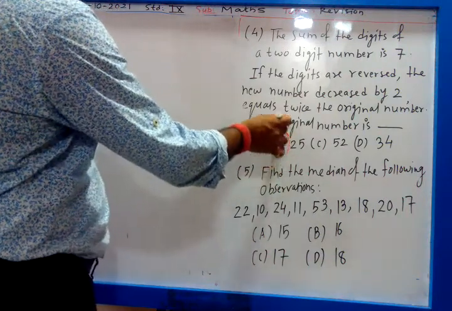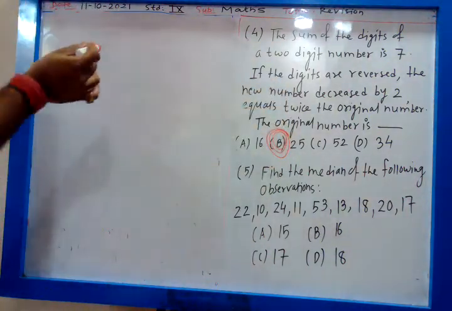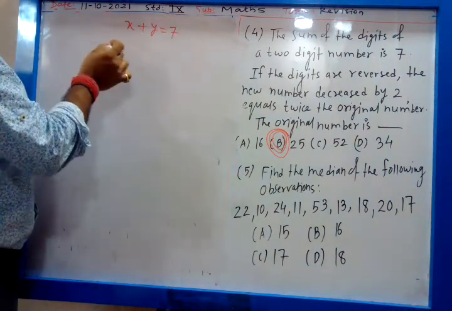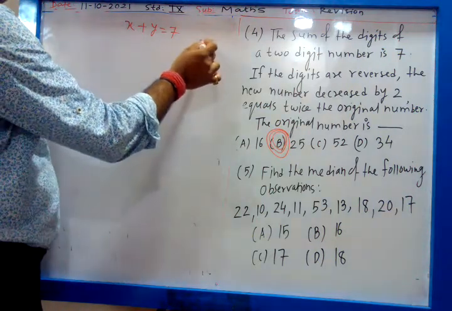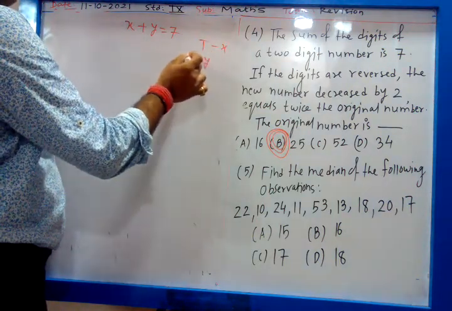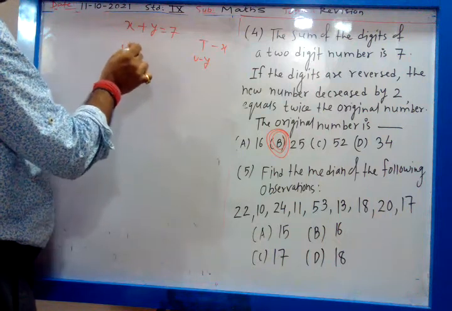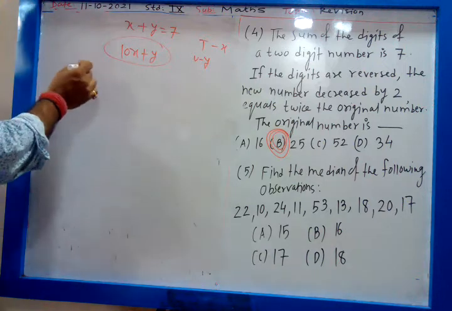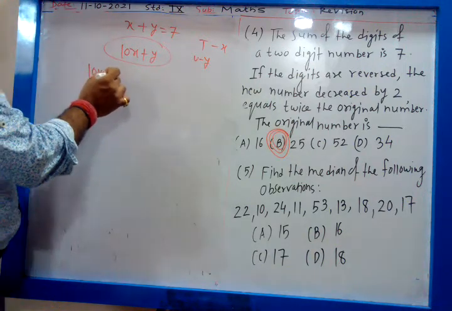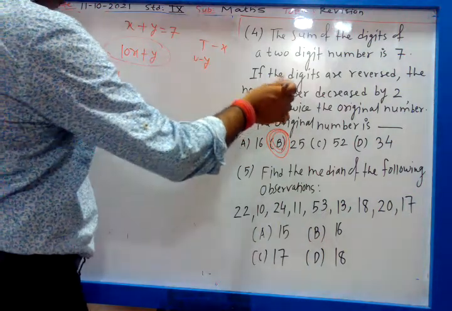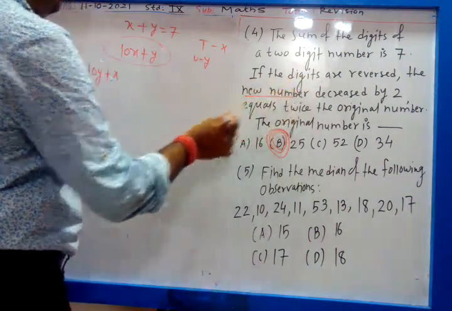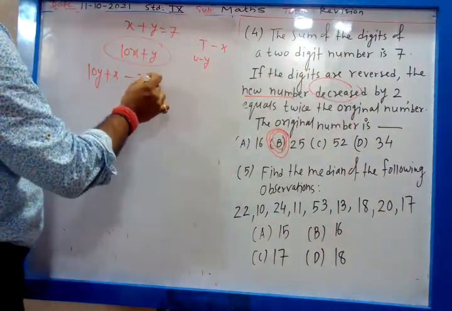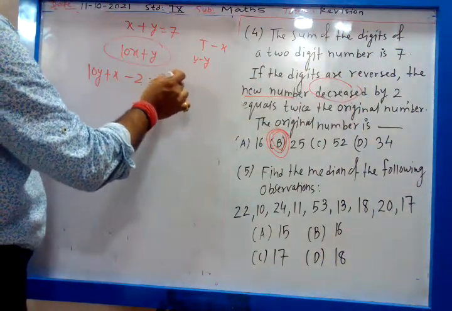B means 25. Sum of the digits of a two digit number. So x plus y is 7. So the original number will be, my tenth place is x, unit place is y. So the number will be 10x plus y, the original number. Then if the digits are reversed, it will be 10y plus x. The new number, 10y plus x, decreased by 2, minus 2, is equal to twice the original number, 2 times 10x plus y.